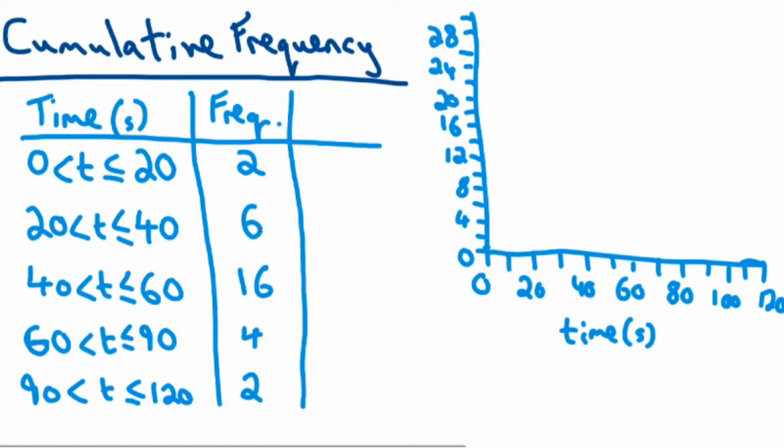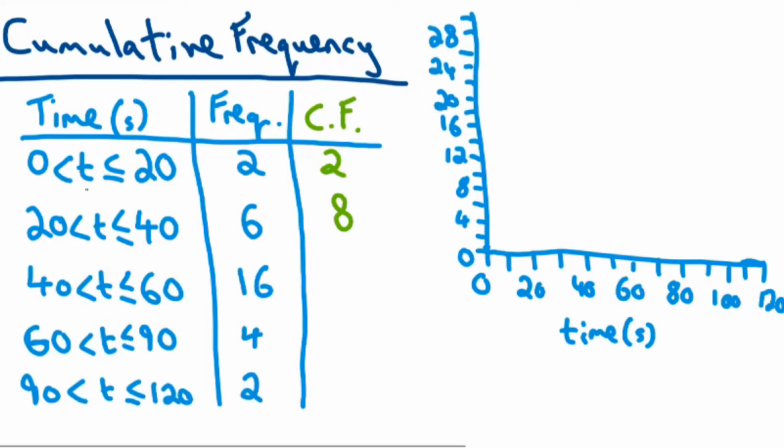In a frequency table such as this, as we go down the rows, we add up the frequency. So here, if the frequency between times 0 and 20 is 2, then so far between 0 and 20, all we've had is a frequency of 2. So that's cumulative frequency. If, however, we then wanted to go from 0 to 40, that would be the combination of these two. So that would now be a cumulative frequency of 8.